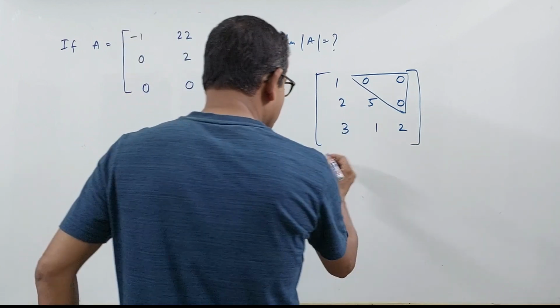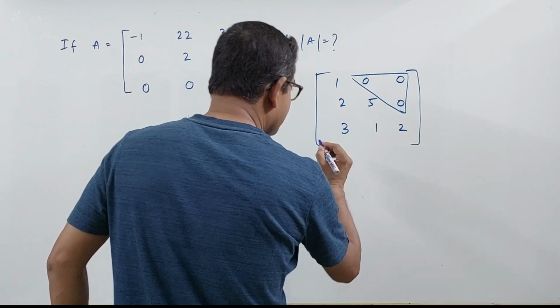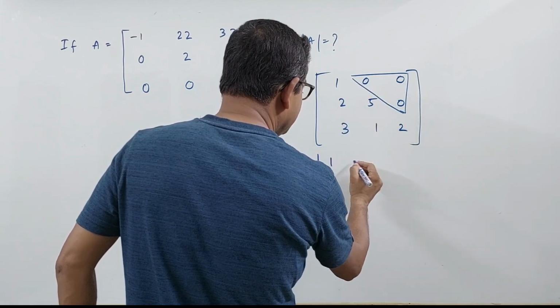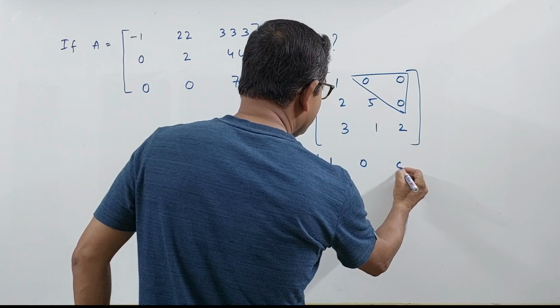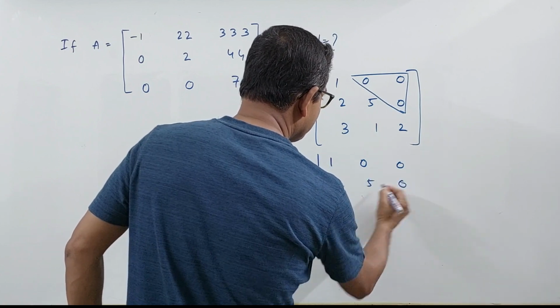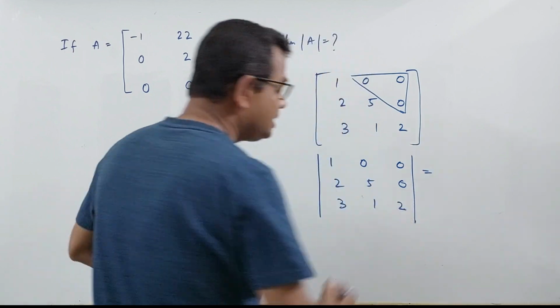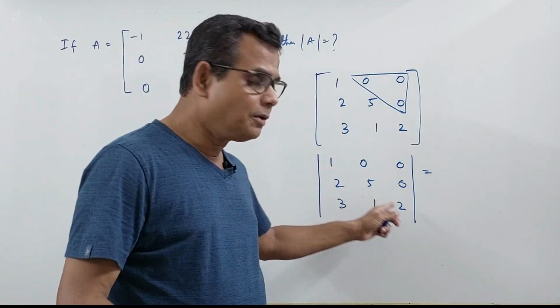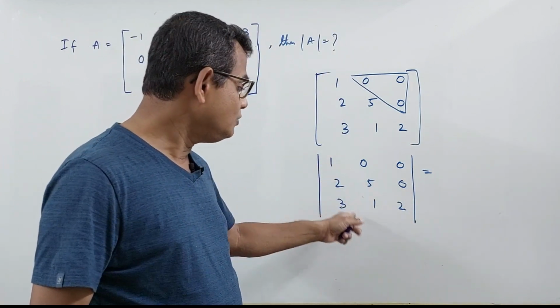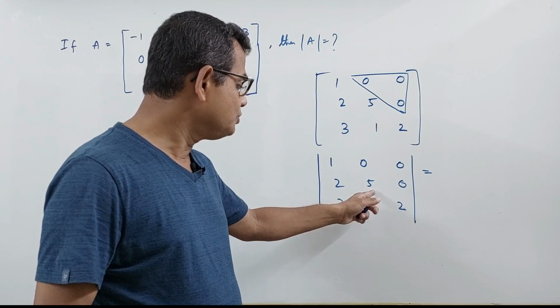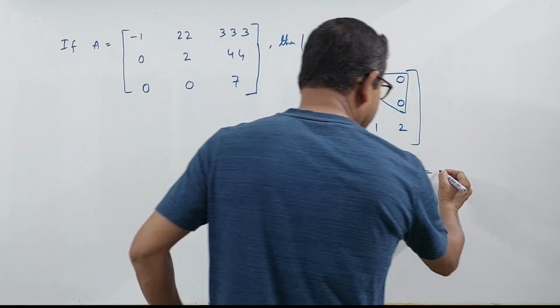And if we find the value of this determinant, what is the value? The value is the product of diagonal elements. That is the value of this determinant, 5 into 2 into 1. That is, we get 10.